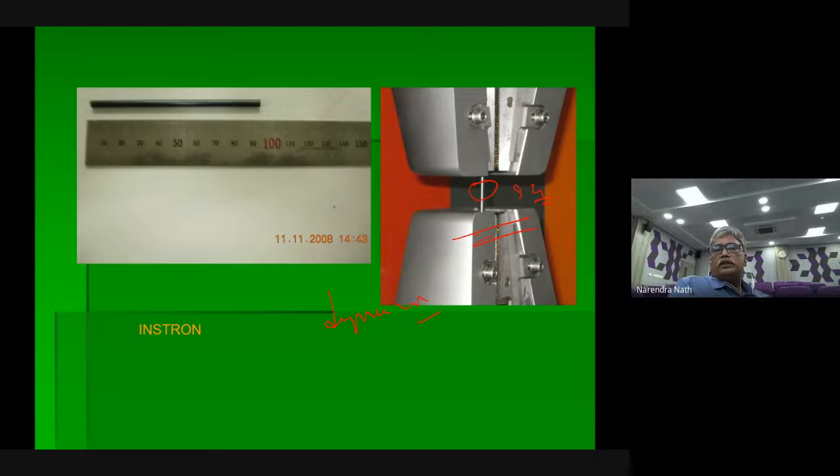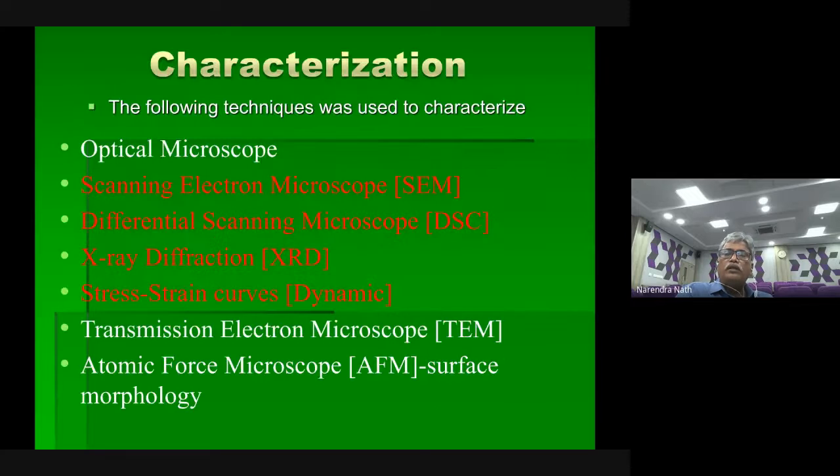So when you measure here, what is the guarantee that there is no slippage in the grips? If any slippage is there in the grips, naturally it affects. That means the percentage of strain you are showing includes your grip slippage also. So you have to ensure that. That is one error people are making.